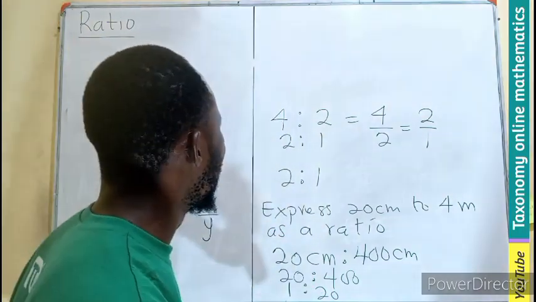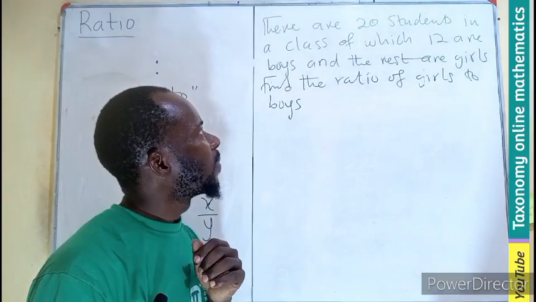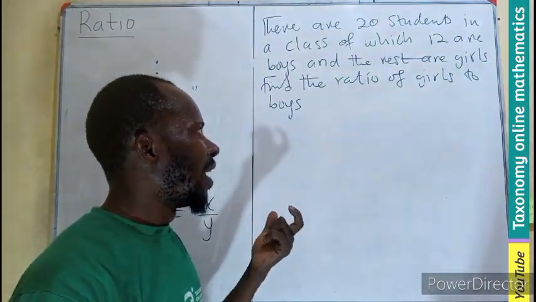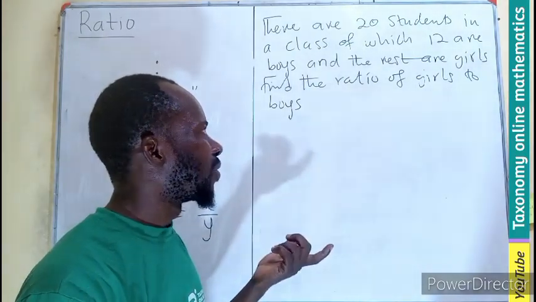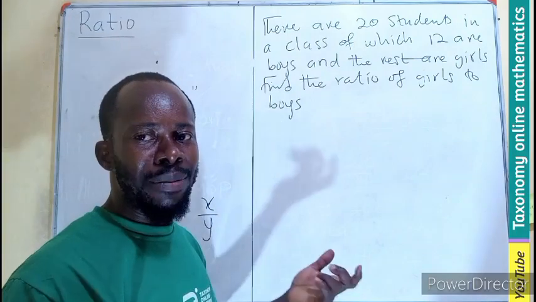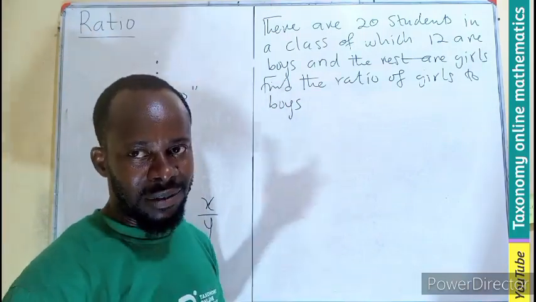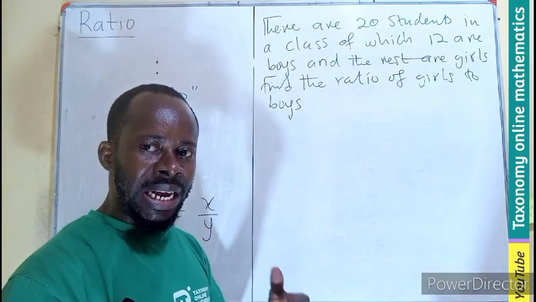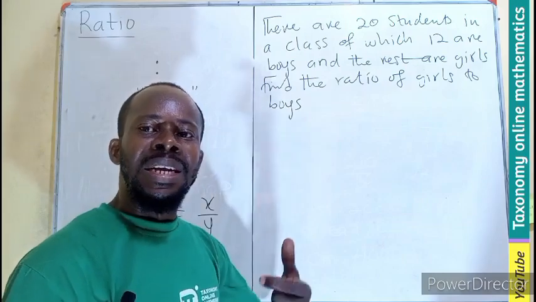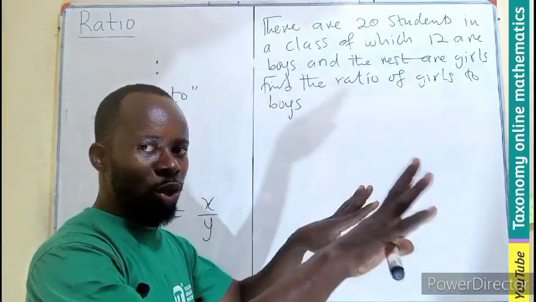So we can also have another example. You have a question like this: there are 20 students in a class, of which 12 are boys and the rest are what? Girls. So find the ratio of girls to boys. Meaning, imagine you want to form a group in your class. For you to be gender specific, or not gender biased, you need to have the same number of girls and boys per group. That is where the ratio comes in.